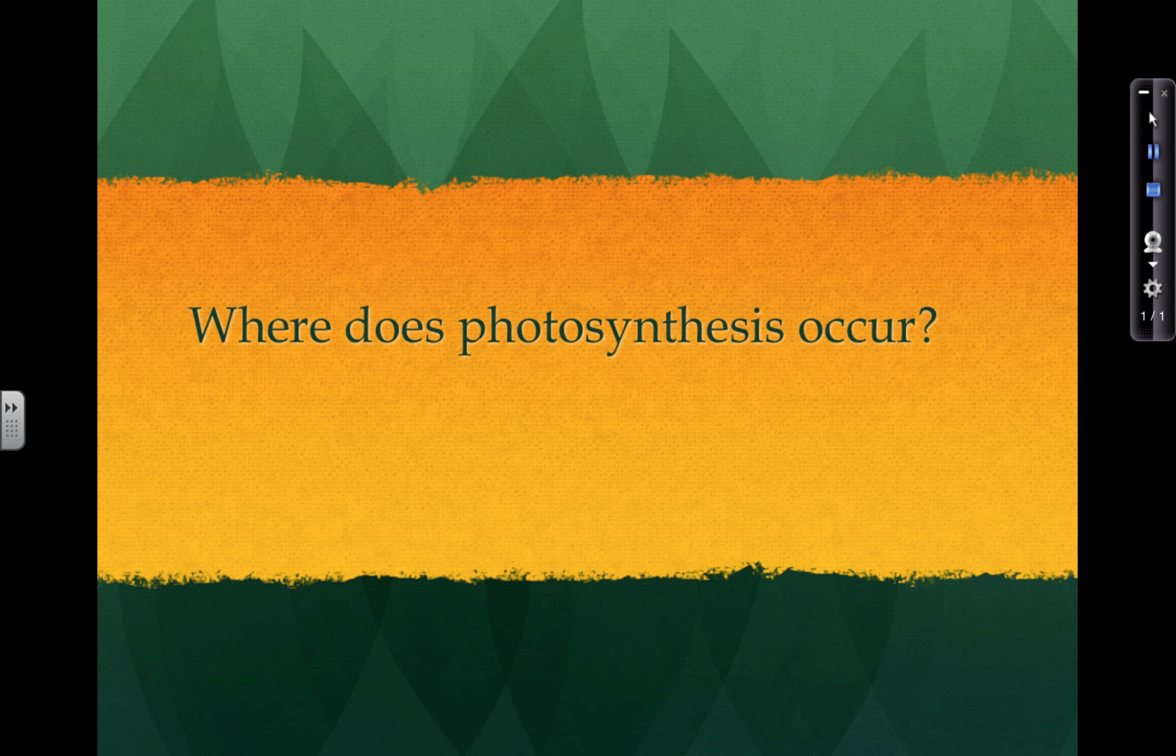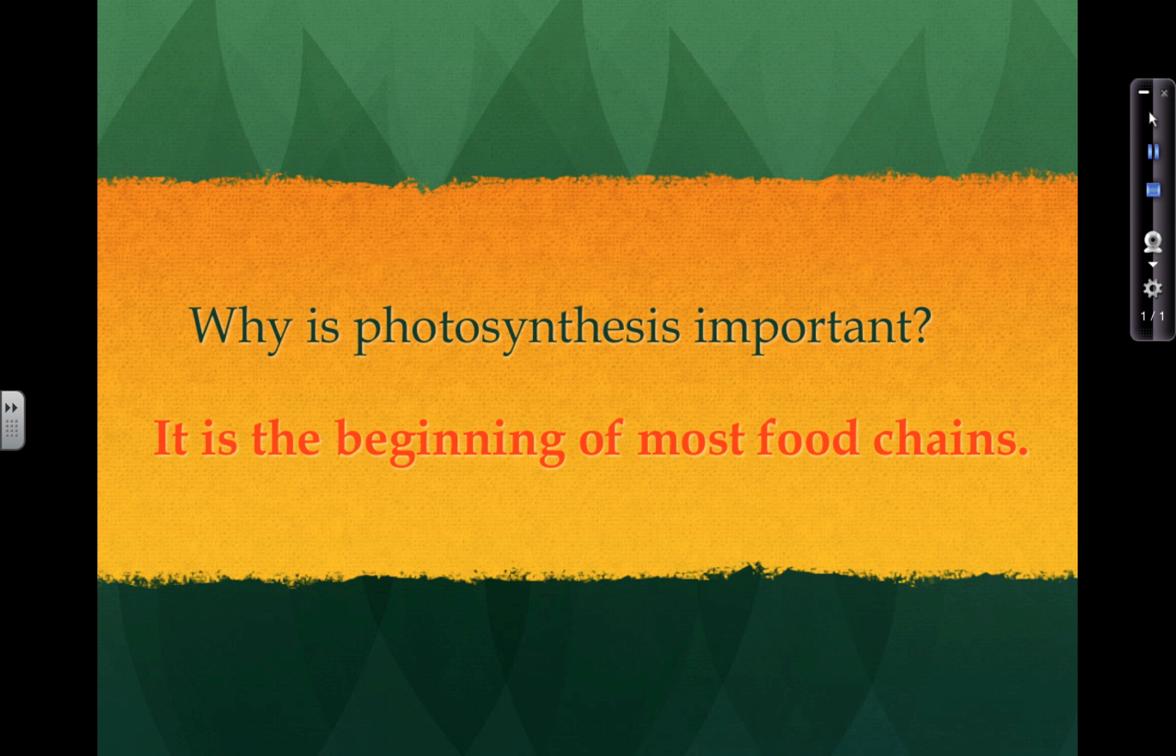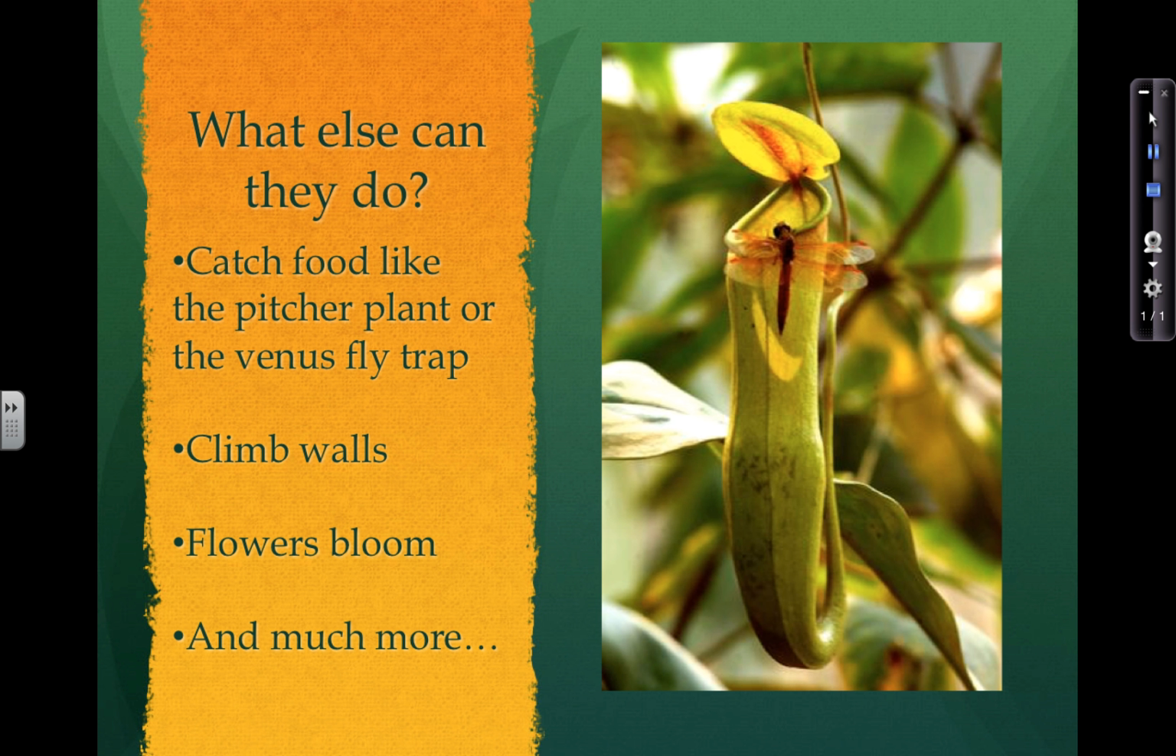Where does photosynthesis happen? If you said a plant, you're only partially right. Where in the plant does it happen? In the chloroplasts. And why is photosynthesis so important? It's the beginning of almost all food chains.